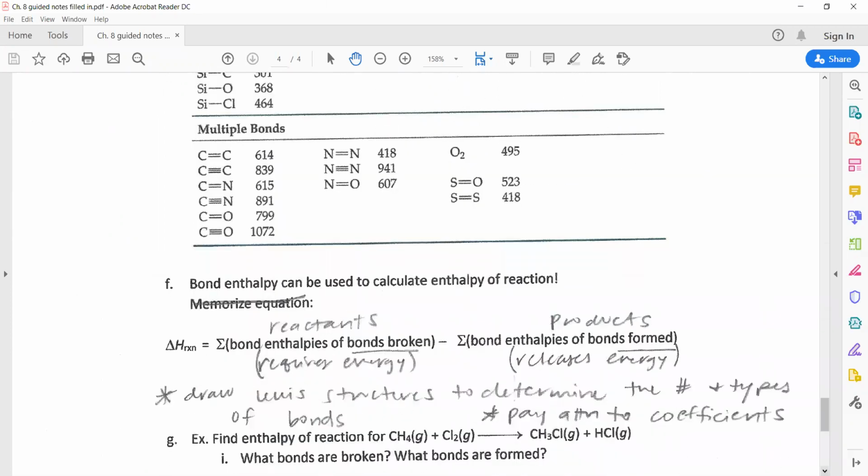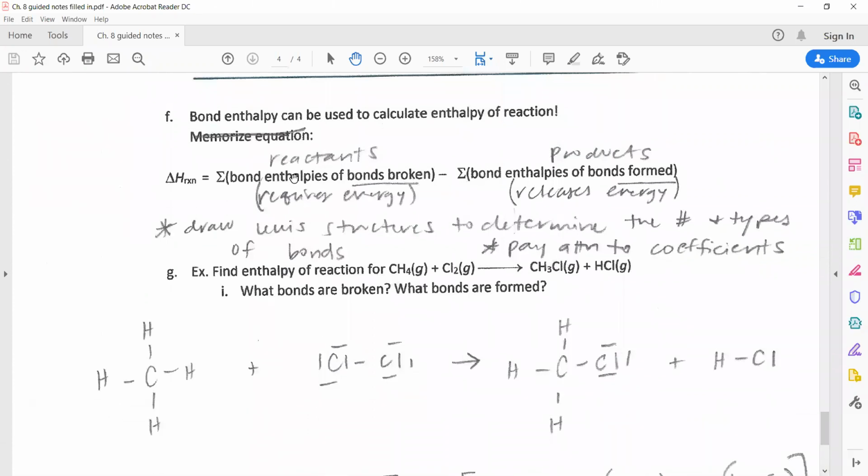So how we use these to calculate bond enthalpy is like this, where it says memorize equation, but you're going to have this available. You just need to know where it is. So here you take the bonds that are going to be broken. Think about a chemical reaction. If this is your chemical reaction, you tell me which bonds are going to break. Well, it's the reactants that are going to break and the products that are going to form. So you take your bonds broken, that's the energy that's going to be required, that's the reactants, and then you subtract the bonds that are formed in your products, okay?